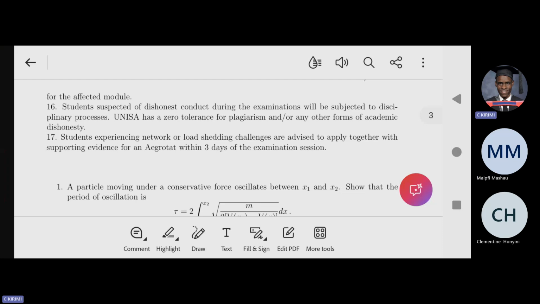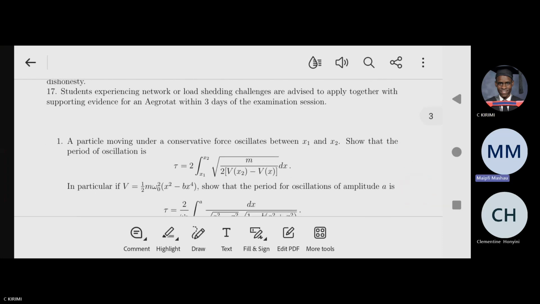So for number one, it's saying a particle moving under a conservative force oscillates between x1 to x2. Show that the period of oscillation, that period T of oscillation, is given by 2 integral from x1 to x2 of the square root of m over 2 times V of x2 minus V of x, dx.